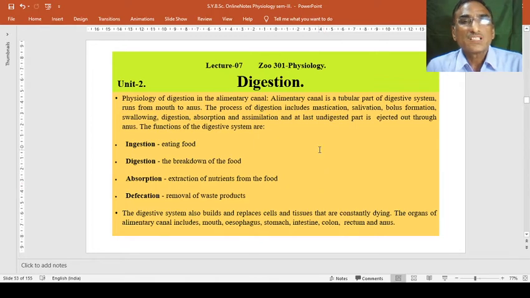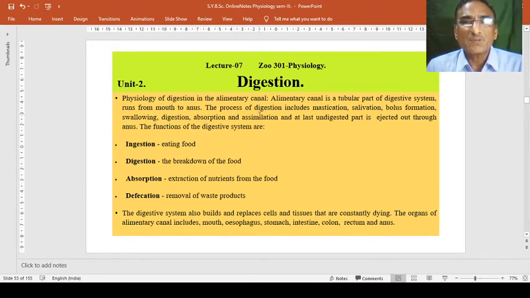digestion. Digestion means conversion of complex food material into simple food, which becomes easy for absorption in the intestine. So this is digestion. So physiology of digestion takes place mainly in the alimentary canal, because in the digestive system there are two main parts: alimentary canal and associated digestive glands. Alimentary canal is a tubular part of the digestive system, running from mouth to anus.